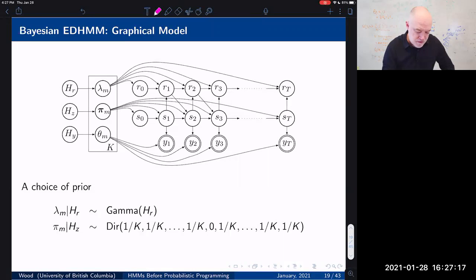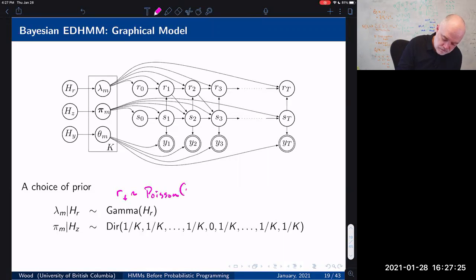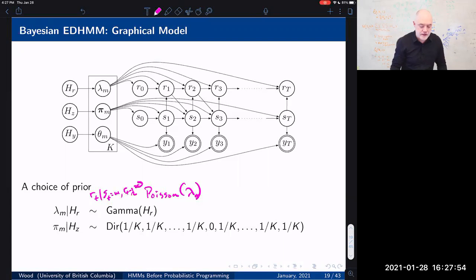But let's say, for instance, that I'll just go ahead and put this on here as well. I don't think I did this. This is kind of silly. RT is Poisson lambda M. Okay, I should really make that a little bit more precise. RT given ST equals, okay, I got to do the whole thing. ST equals M and RT minus 1 equals 0 as Poisson lambda M.